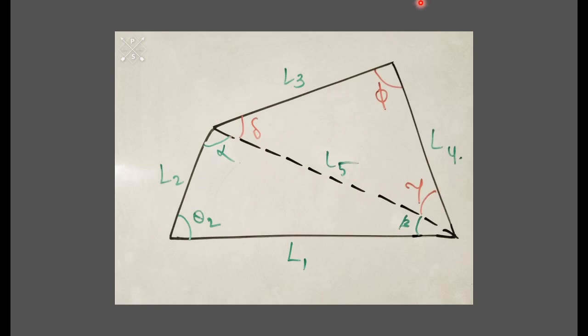Now again apply the cosine rule. L5 square equals L3 square plus L4 square minus 2 L3 L4 cos phi. So cos phi will be the only unknown. Earlier we had theta 2, L1 and L2, so you found L5. Now you have L3, L4 and L5, so you find cos phi. So you will get cos phi and phi.